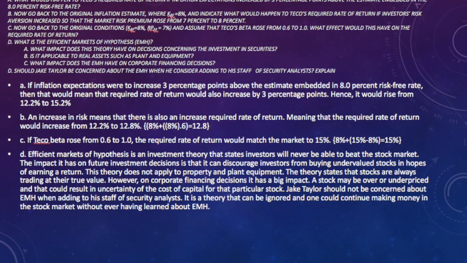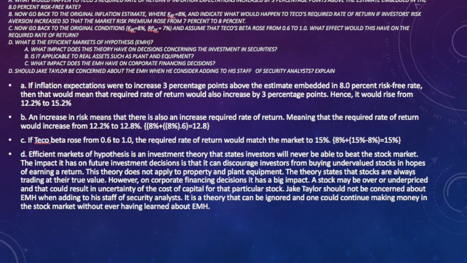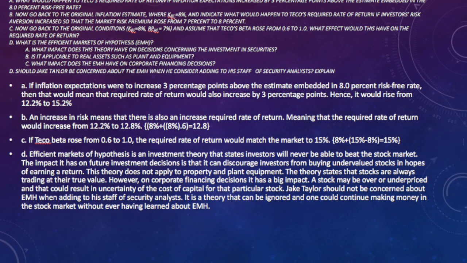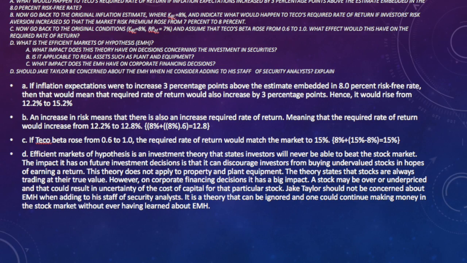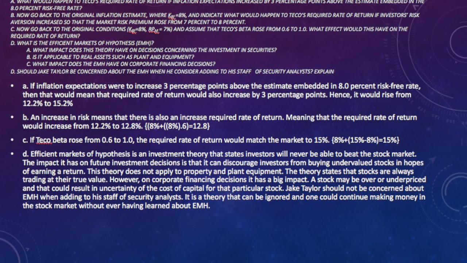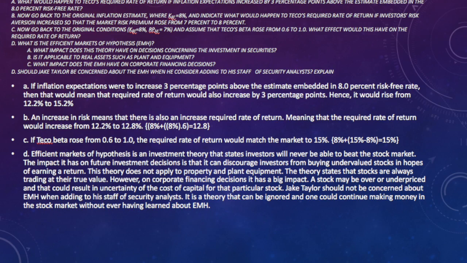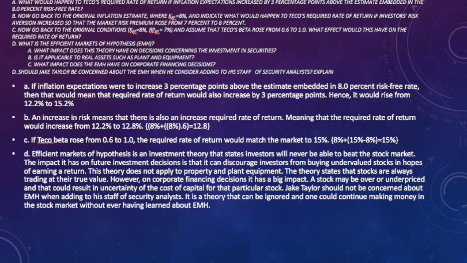And now let's assume that TICO's beta rose from 0.6 to 1. What effect would this have on the required rate of return? So in this case, the required rate of return would match the market at 15%.